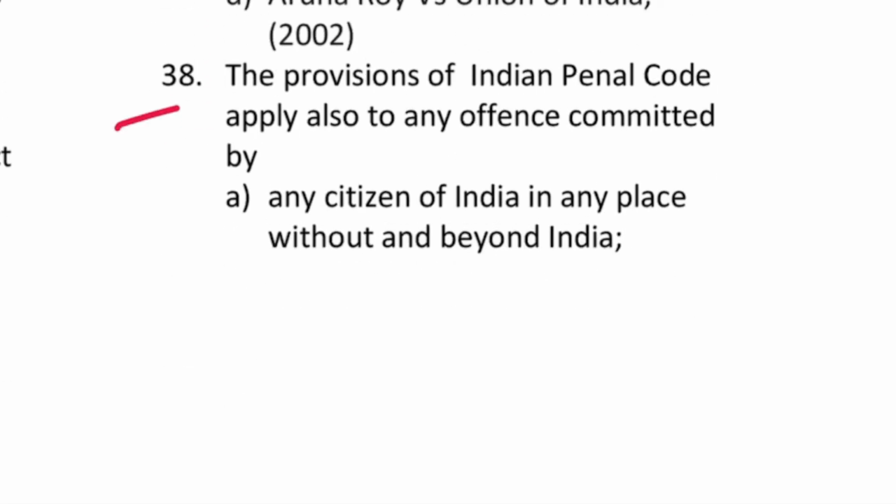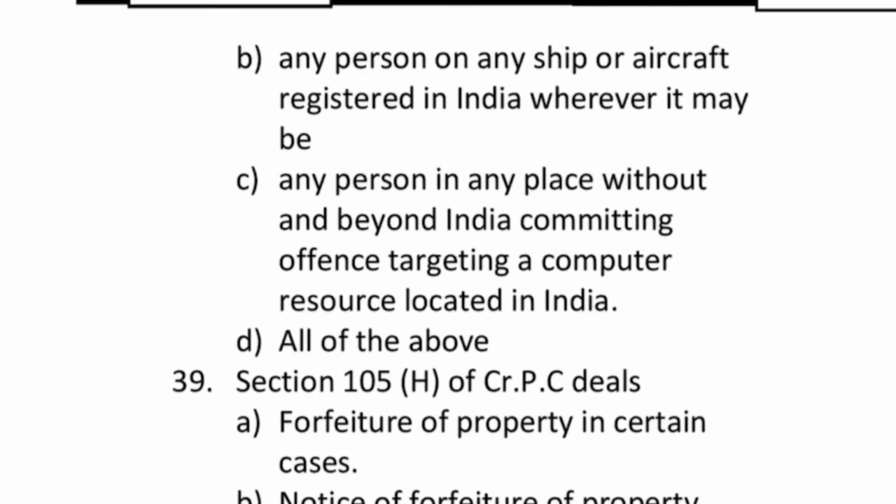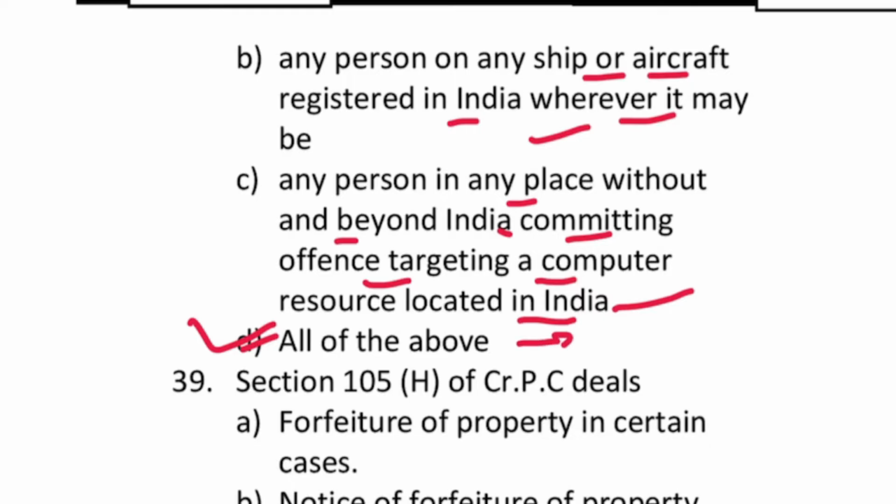Next 38. The provisions of IPC apply also to any offence committed by any citizen of India in any place without and beyond India. It is correct. Any person on any ship, aircraft registered in India, wherever it may be, yes. Person in any place without and beyond India committing offence targeting a computer resource located in India. All of the above. D is the answer. And this is mentioned in section 3 and 4 of IPC.